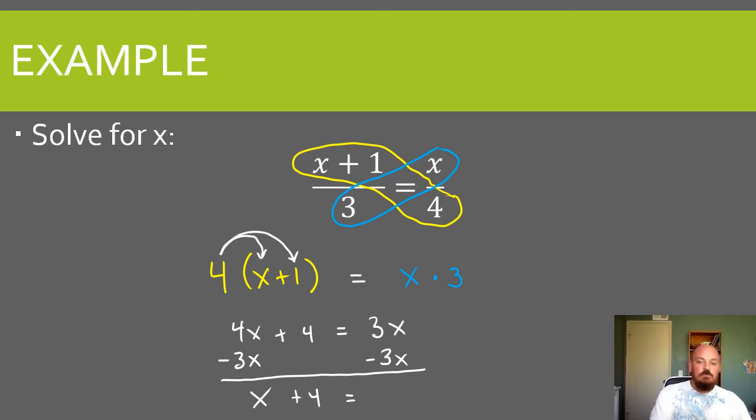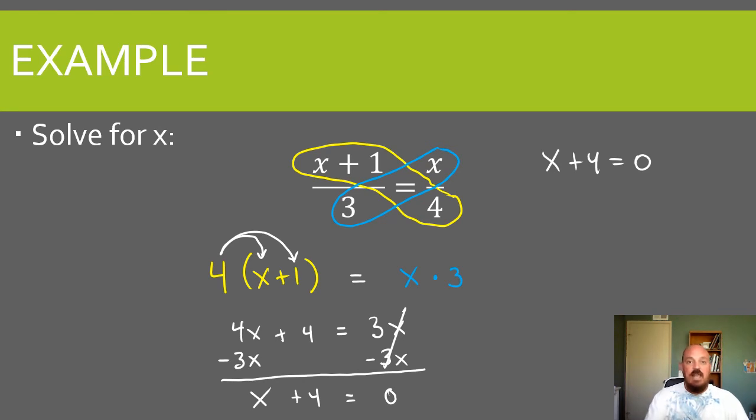See, the 3x minus 3x, everything cancels. If everything cancels on one side of an equal sign, you get a 0. So I have x plus 4 equals 0. I'm going to recopy it up here because I'm out of space. Now I can solve it by subtracting 4 from each side.